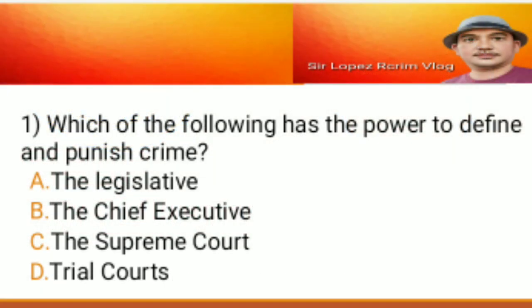Which of the following has the power to define and punish crime? Letter A, the legislative. Letter B, chief executive. Letter C, Supreme Court. And letter D, trial courts. Okay, the correct answer here is letter A, the legislative. Okay, kasi sila naman ang tagagawa ng batas.